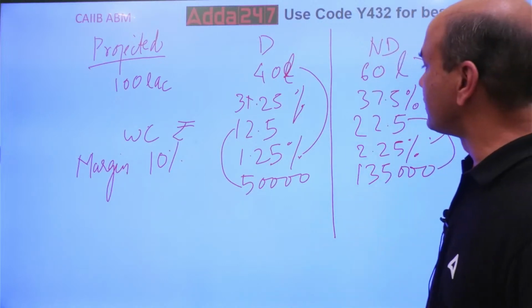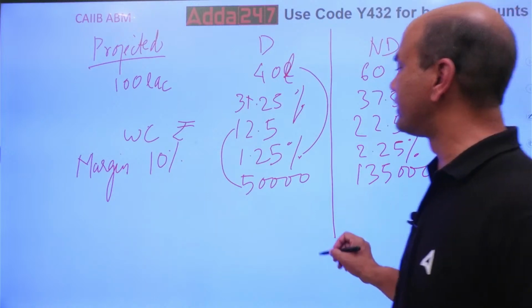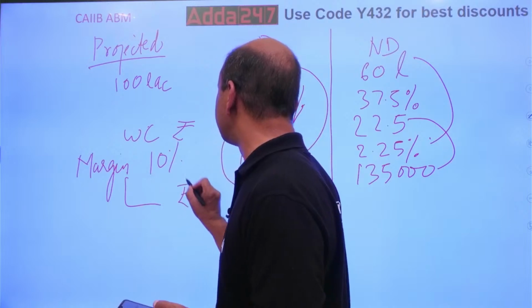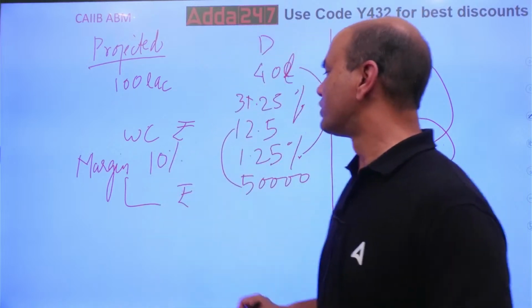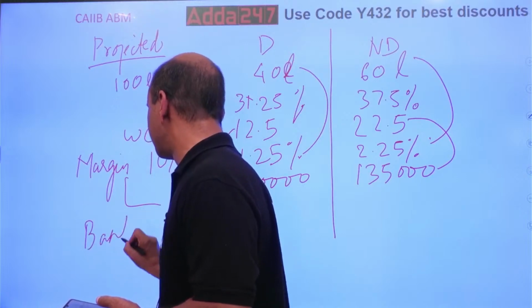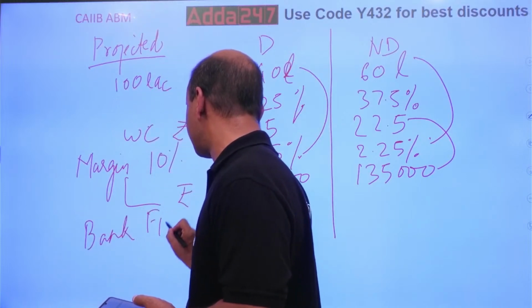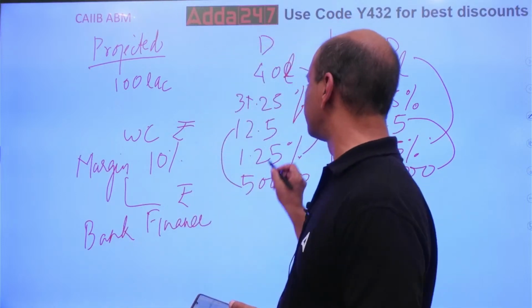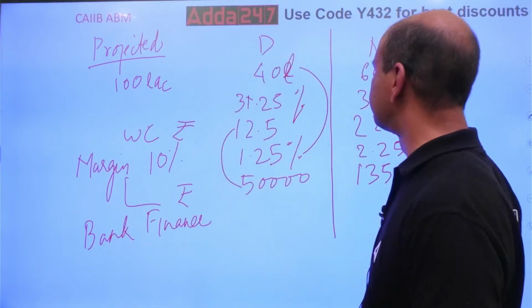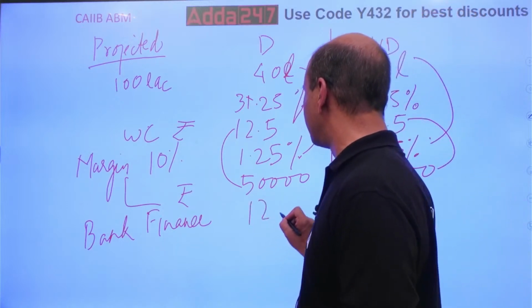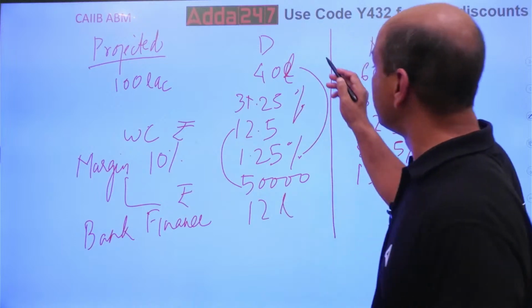So what is the answer now? 12.5 minus 50,000. So this is my margin in rupees. This is my margin in percentage. So what is my bank finance? Bank finance equals 12.5 minus 50,000. So it comes out to be 12 lakhs. 12 lakhs bank finance in digital part.